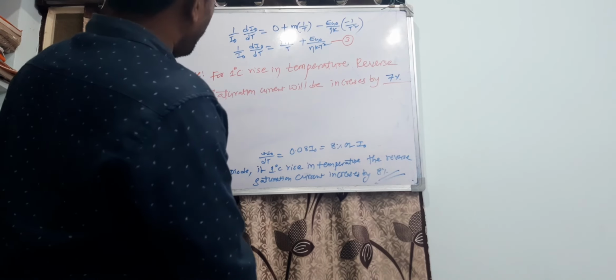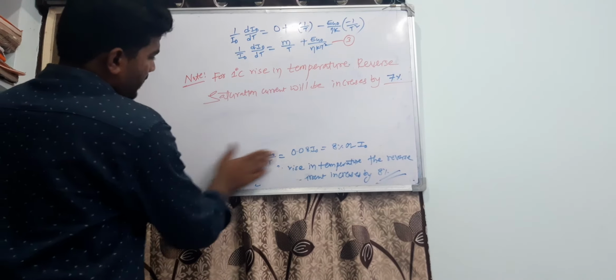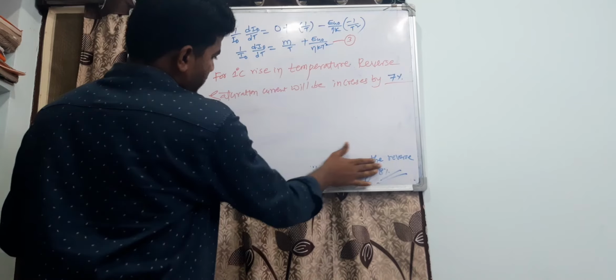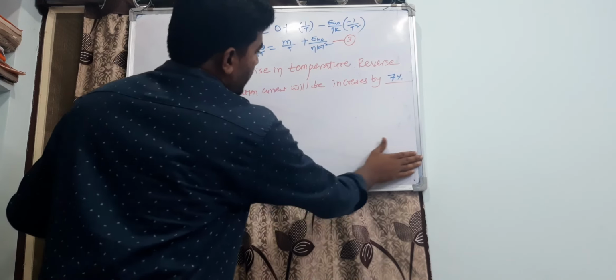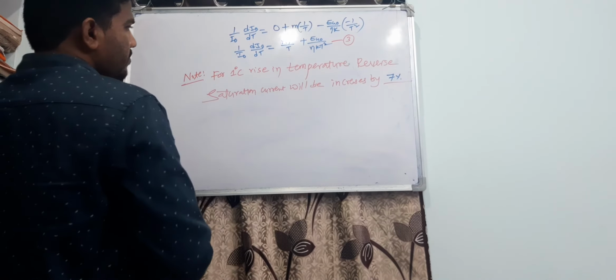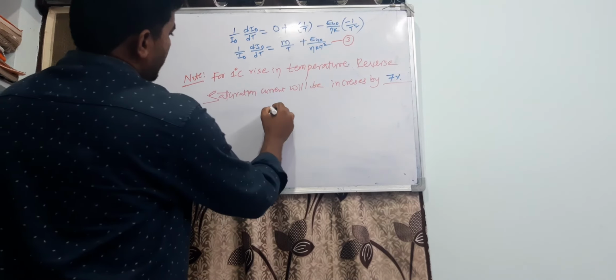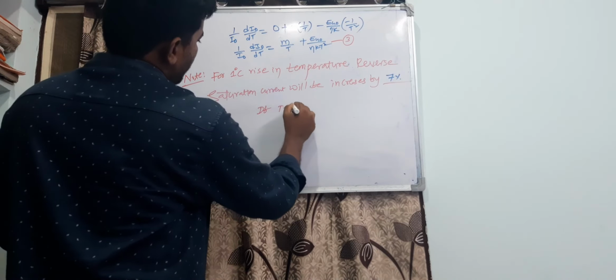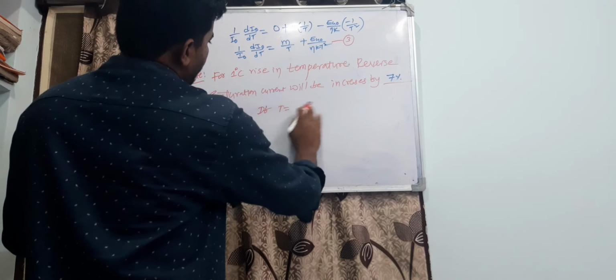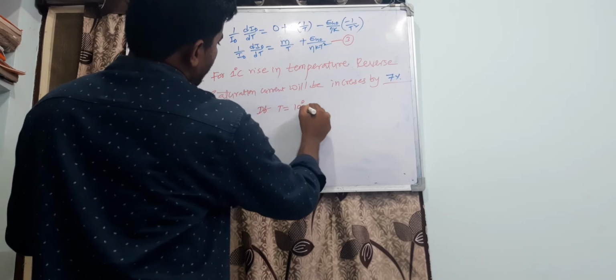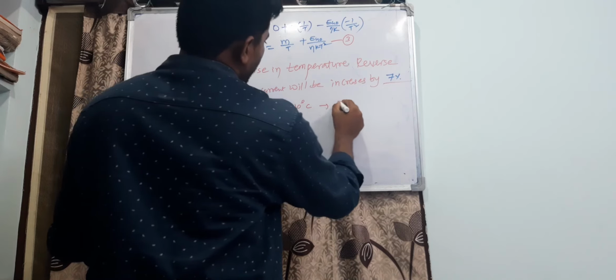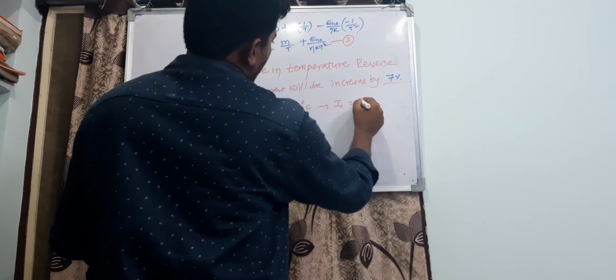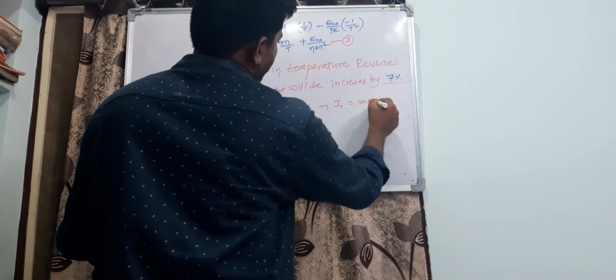So another important point is, you can understand the 7% like this. How can we understand it? For example, if temperature T is equal to 10 degree Kelvin or 10 degree centigrade, reverse saturation current is 100 microamps.